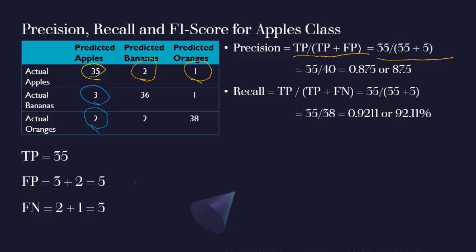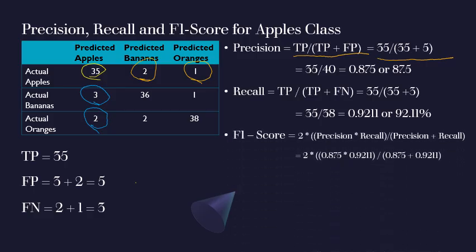Now let's take a look if there is a good balance between our precision and recall. We have here the formula for F1 score. And then substituting now the values, we got approximately 0.8978 or 89.78%, which shows a good balance between the precision and the recall.